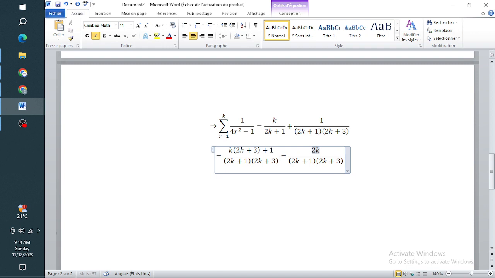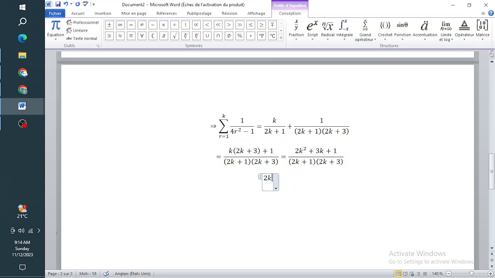The numerator is 2k squared plus 3k plus 1. We further factorize the numerator. It means 2k squared plus 3k plus 1. We find the factors of 2 times 1, factors of 2, that when we add we have 3, multiply we have 2. It's just 2 and 1.